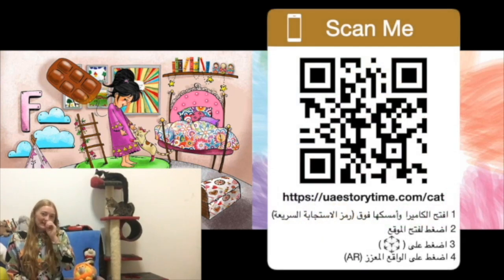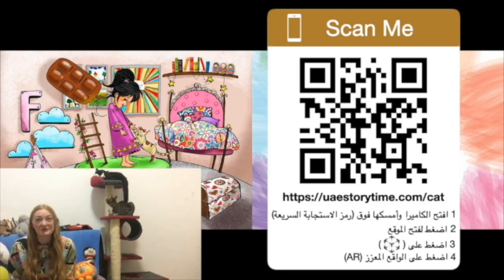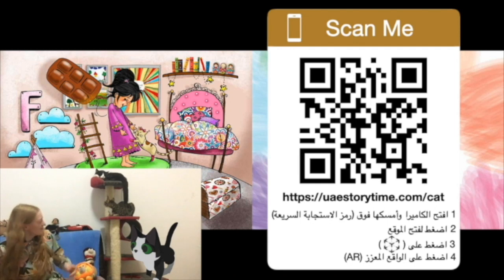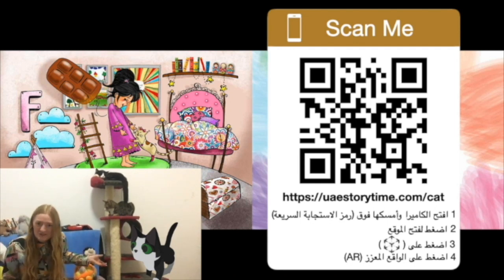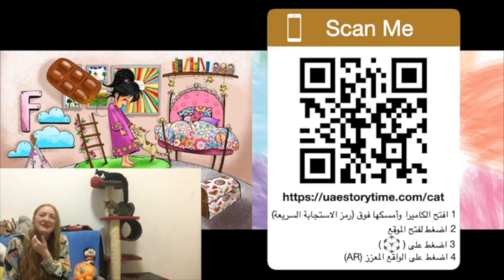Now, can you see another QR code? Scan the QR code to see Snarky. Can you see him? He's there with my cats. Can you see? Hi, Snarky. Well done.